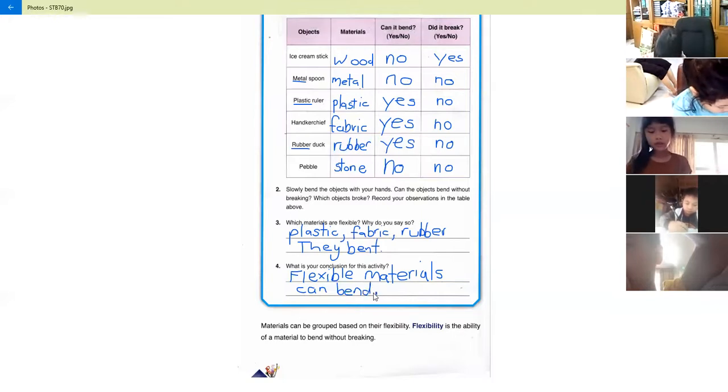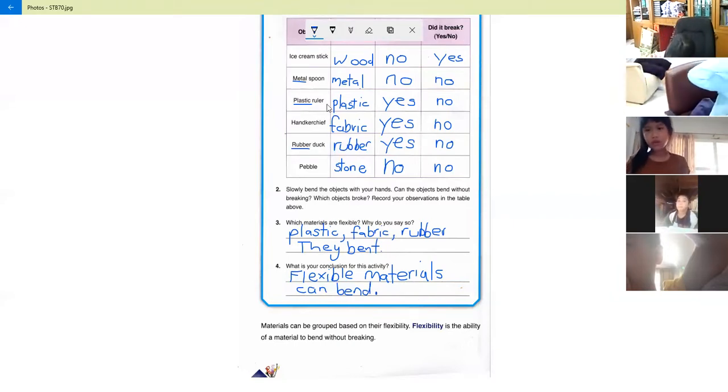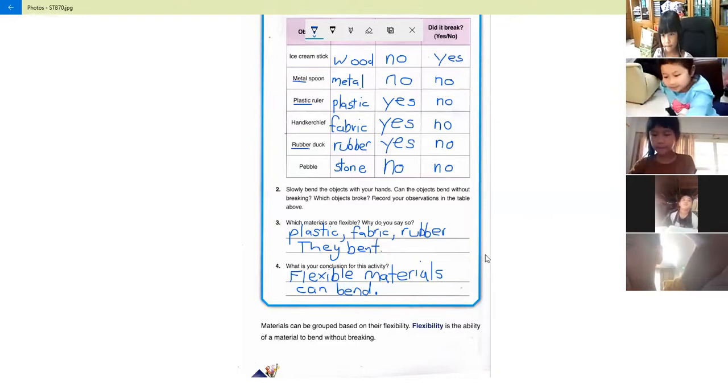Well, maybe you can think of something else that we learned from there. But we can say that our plastic, our fabric, and our rubber are all flexible and they can bend, yes, and they don't break. So there we are. So if you copy these down, and next time we're going to do a science lesson. We'll see if things can float or if they sink.